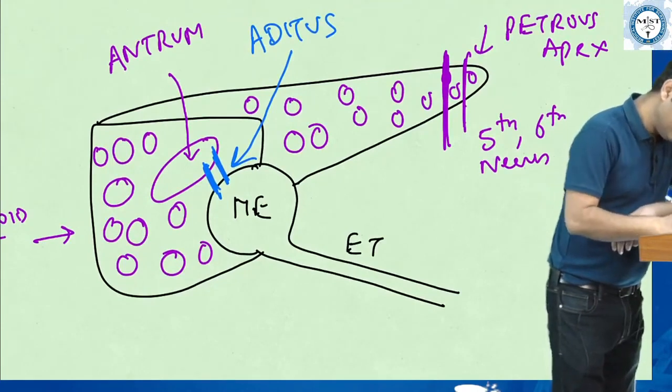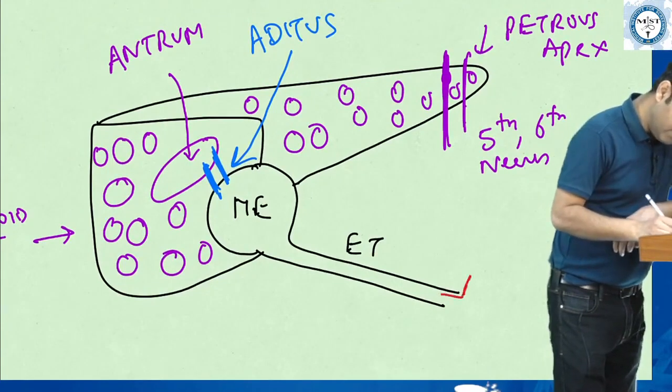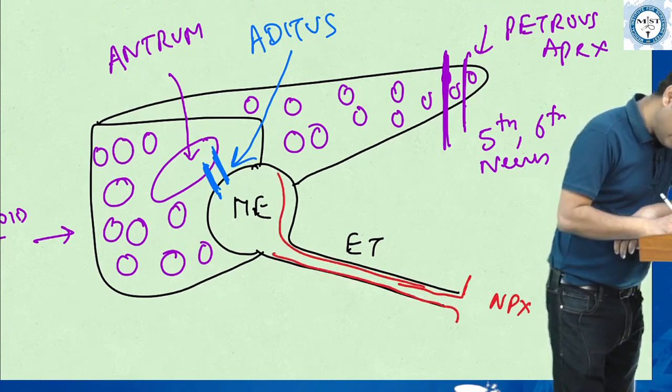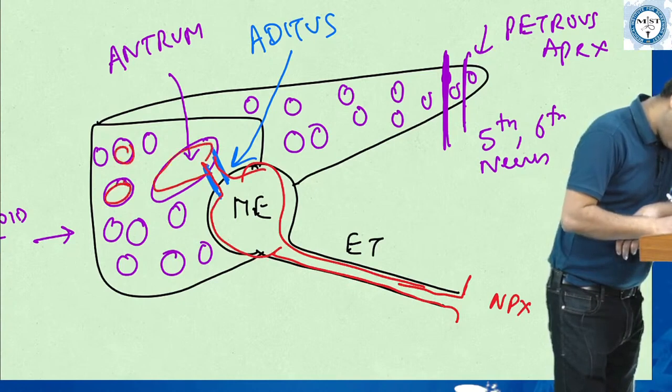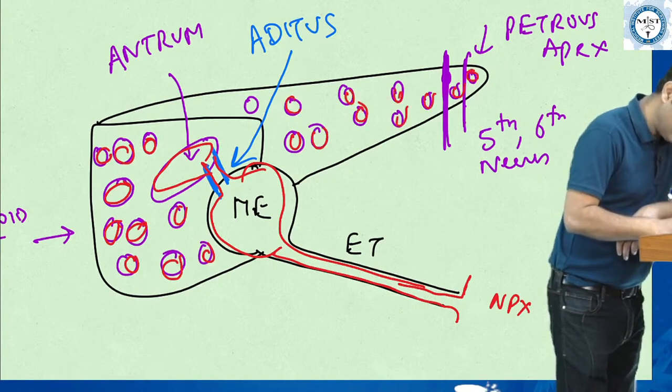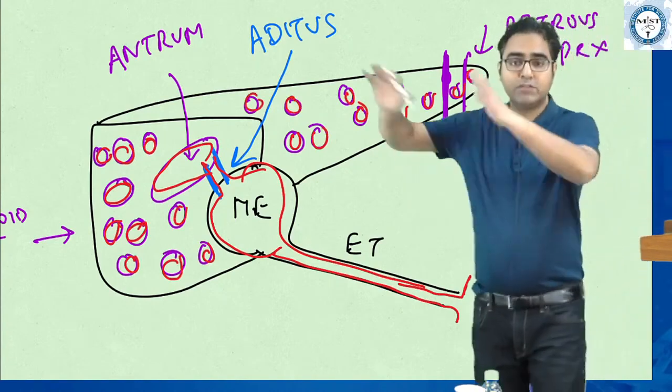This is the mucosa of the nasopharynx. The same mucosa goes like this and lines the middle ear. The same mucosa lines the aditus, antrum, and all the cells, even the petrous cells. Every cell is mucosa lined, and this system is interconnected.